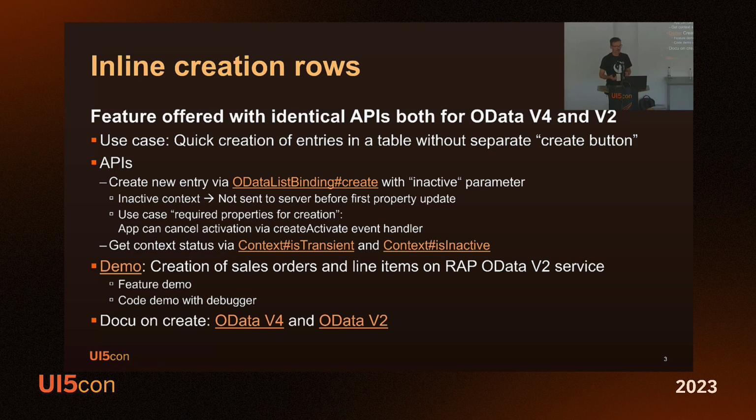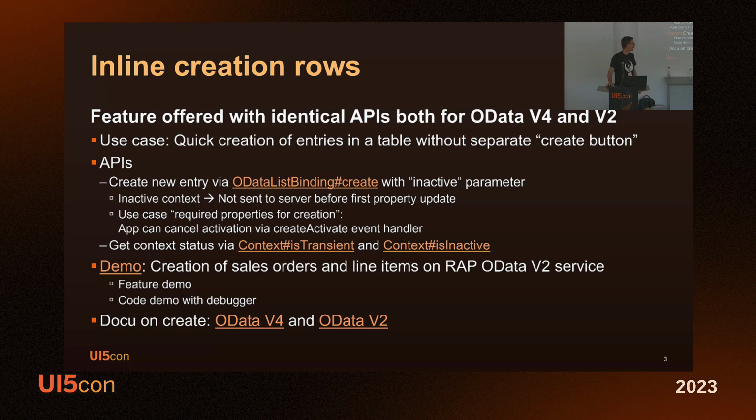So your application coding can intercept via a corresponding event handler and can, for example, create a new inline creation row. The one which is activated is already created, and you get a new one so that the user can quickly create more than one entry and can continue with the creation.